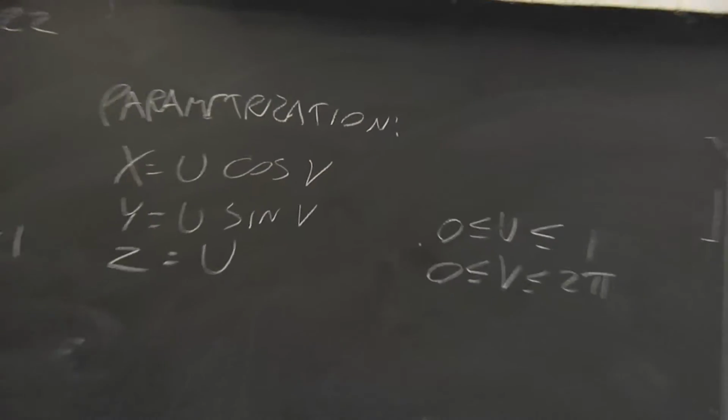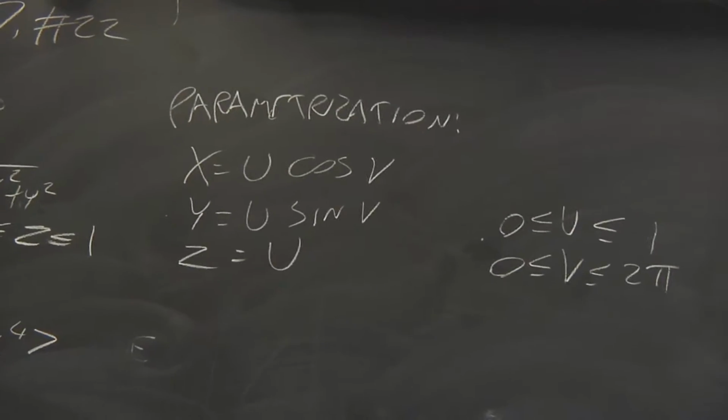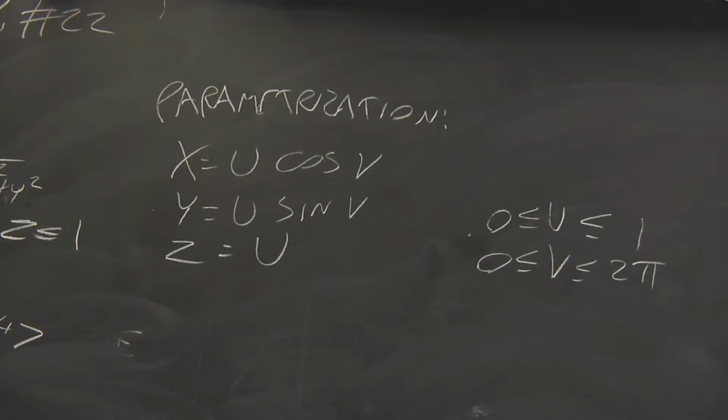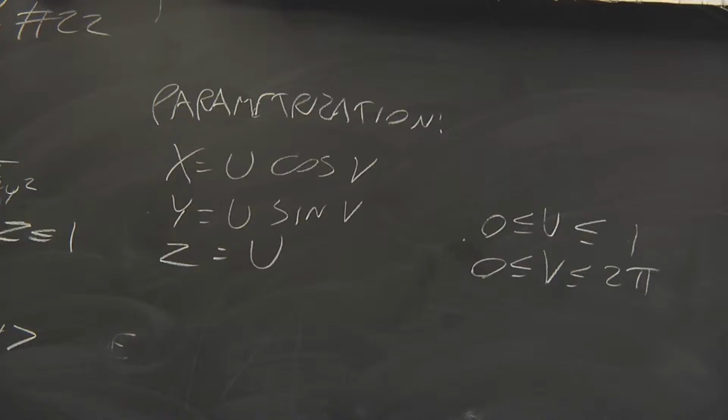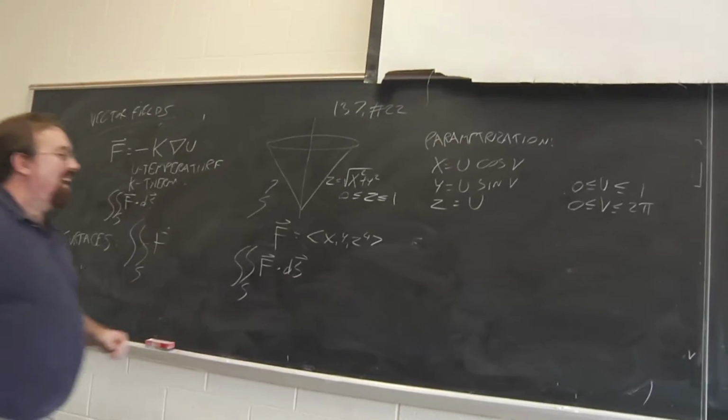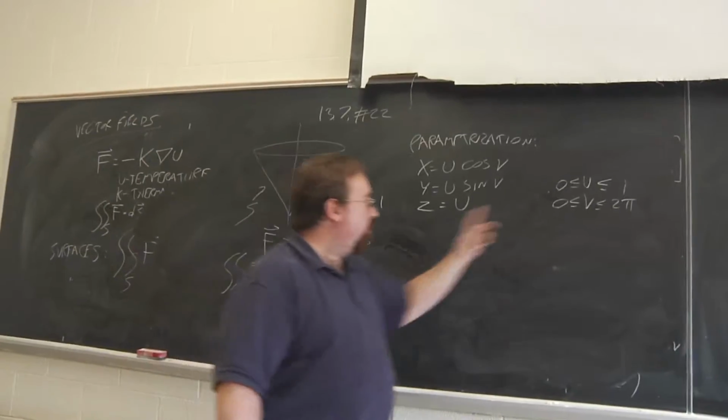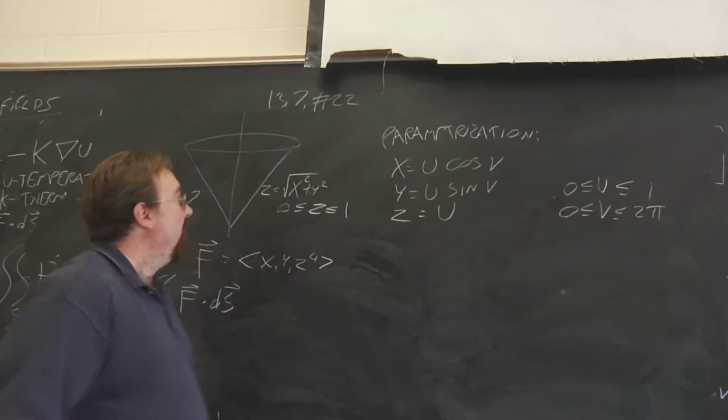All right. So now you know u goes from 0 to 1, and because we're going all the way around, v will go from 0 to 2 pi.